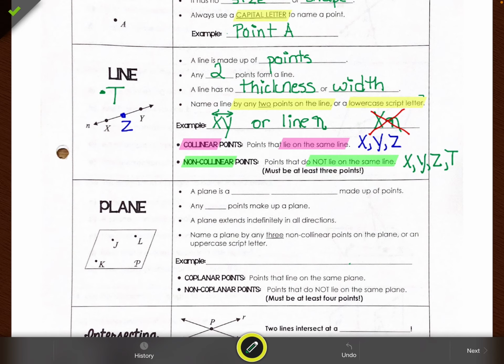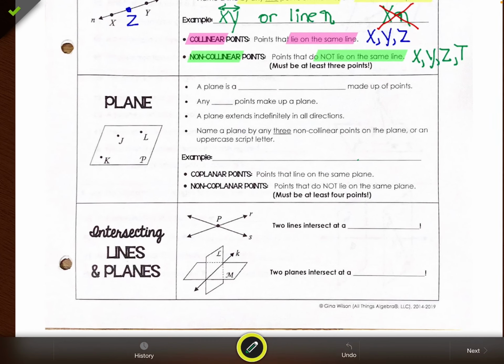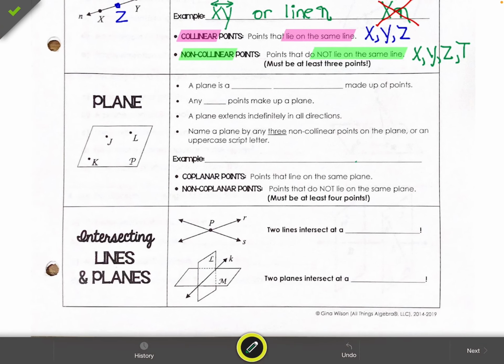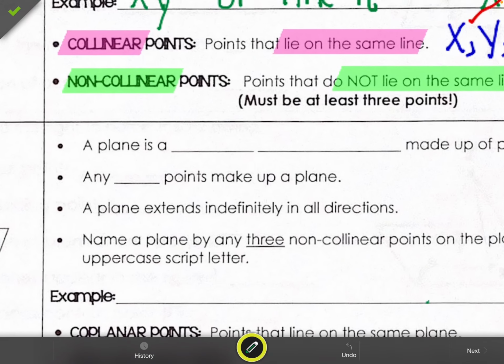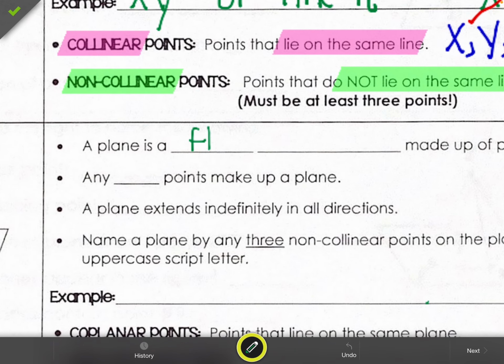The third thing we're going to be looking at is the plane. Not the kind you fly in, but in this case, if you look at the picture, some people say it looks like a leaning rectangle. That's actually called a parallelogram. But a plane is a flat surface. It's just made up of a bunch of points. It's a flat surface.